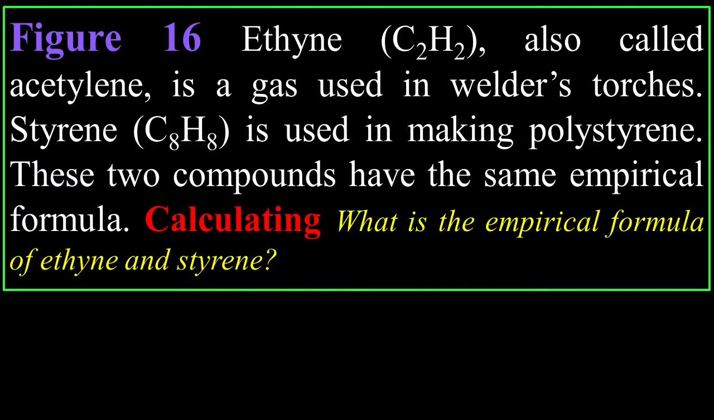Styrene, C8H8, is used in making polystyrene. These two compounds have the same empirical formula. What is the empirical formula of ethylene and styrene? It's CH. Styrene is used to make styrofoam.